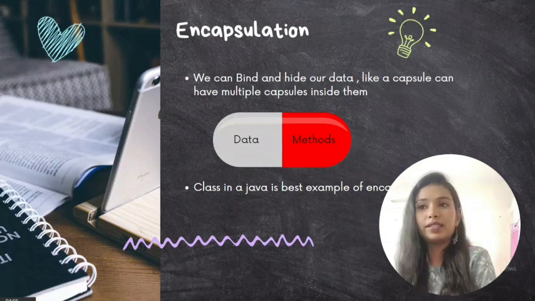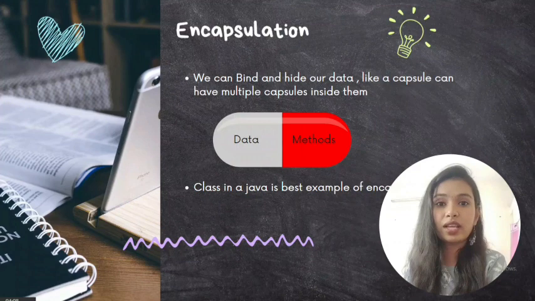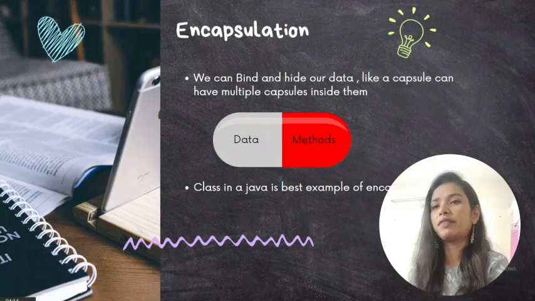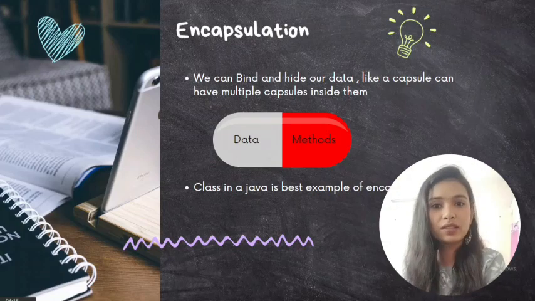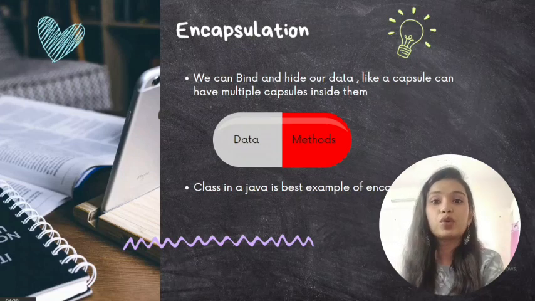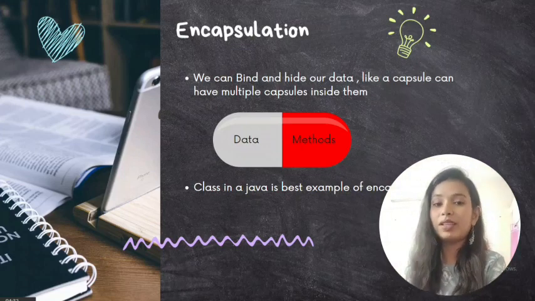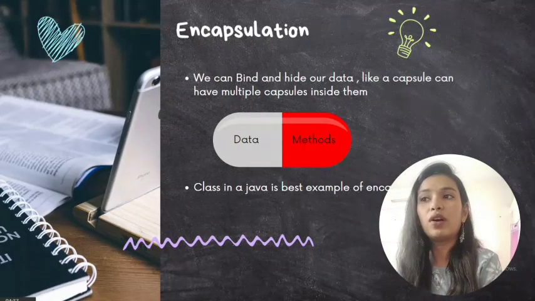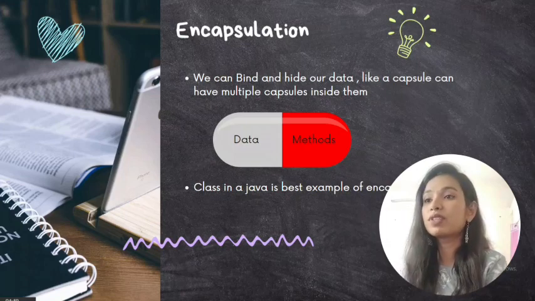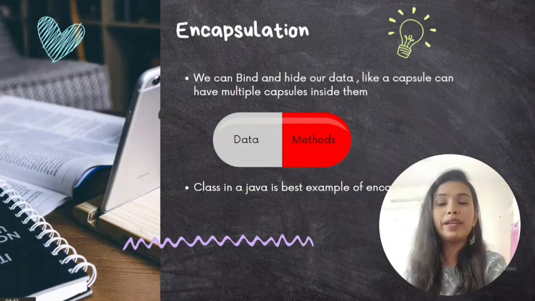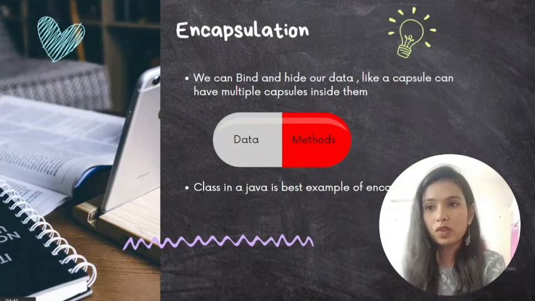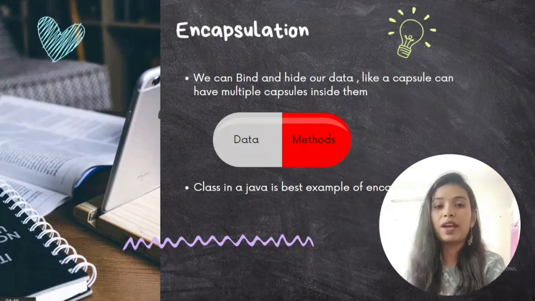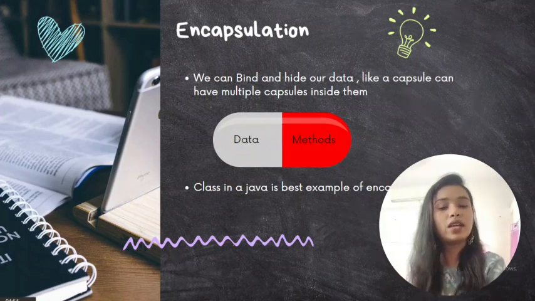The reason is that you can bind your data together: you can have data members and methods together inside your class. And to hide your data, you can declare them as private, and then you can access them inside your constructor. So this is what we call encapsulation. Encapsulation means binding and hiding our data inside a class or anything.